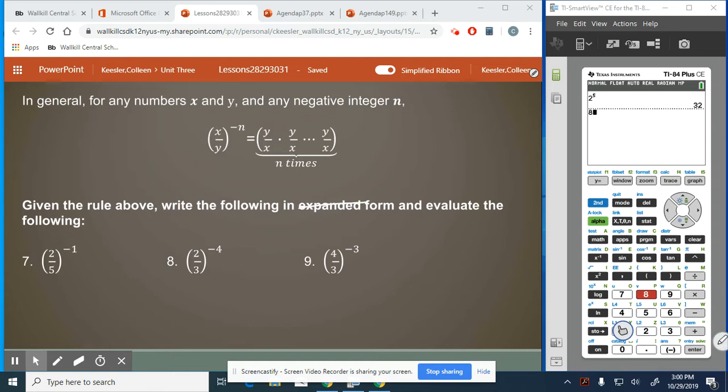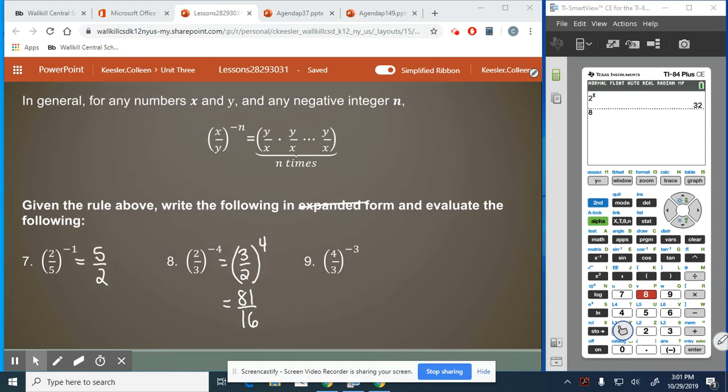So 2 over 5 to the negative first is just going to be 5 over 2 to the first, or just 5 over 2. 2/3 to the negative fourth is going to be 3 over 2 to the fourth. 3 to the fourth is like 9 times 9, because 3 times 3 is 9, 3 times 3 is another 9, 9 times 9 is 81. And 2 to the fourth is like 4 times 4, so that's 16. So our final answer is 81/16, which cannot be simplified, so I'm going to leave it that way.